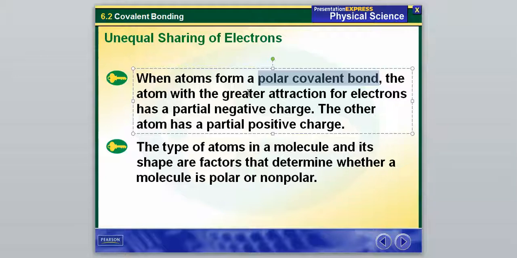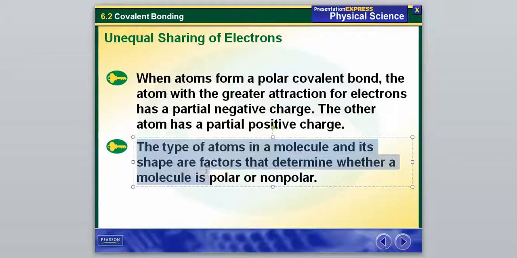When the electrons are near one of those atoms more, that atom is going to have a partial negative charge because electrons have a negative charge. The type of atoms in a molecule and its shape are factors that determine whether we have a molecule that is polar or nonpolar. Again, this is going to be a little bit more confusing, so make sure you're writing this down and actually listening, so it makes more sense when we get to it in class. Polar and nonpolar are two types of covalent bonds.